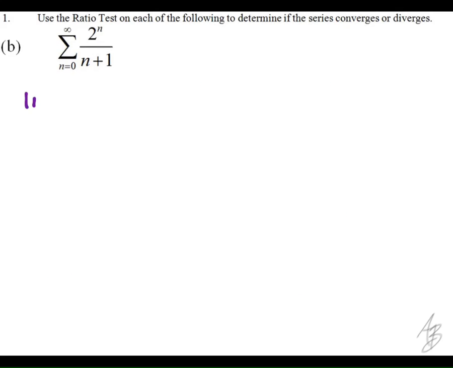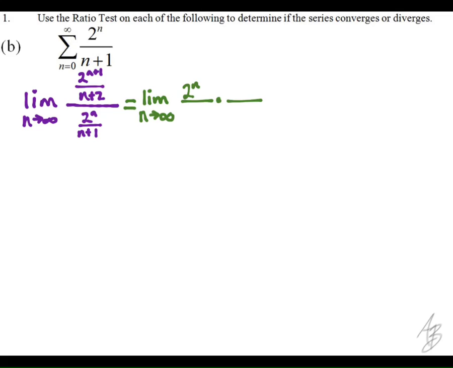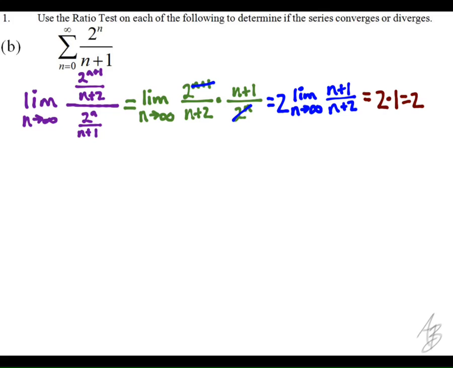In part B, same thing, we set up the ratio n plus first term over the nth term. Again, we have all positive terms, so we don't need to worry about absolute values here. Rewrite it as multiplying by the reciprocal, and cancel out what we can. This 2 that we have left in the numerator is independent of n, so we get 2 times the limit as n approaches infinity of n plus 1 over n plus 2, and that is going to approach 1.